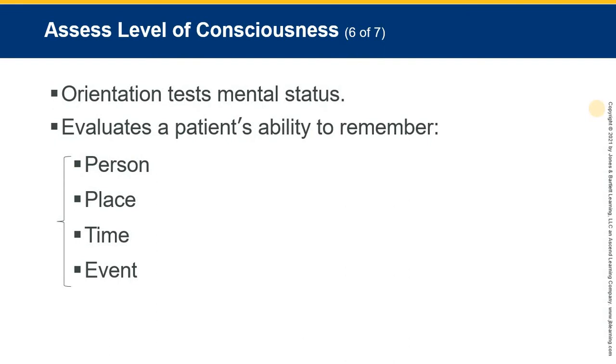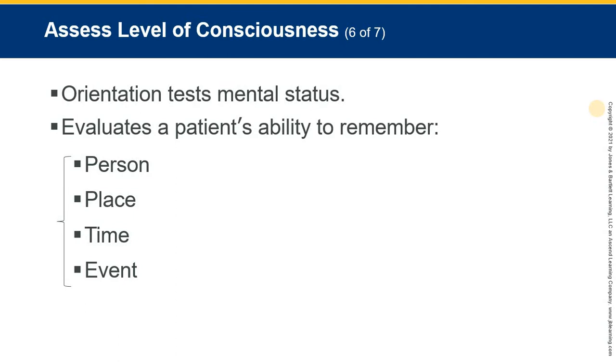Now, continuing on this level of consciousness assessment. Your orientation tests your mental status. A normal person is going to be what we call A&O4, or alert and oriented to 4 things. These 4 things are person, place, time, and event. Whenever you hear this, it's always going to be in the same order. You have to memorize the order: person, place, time, and event. I'll tell you why in a sec, but first off is going to be person.